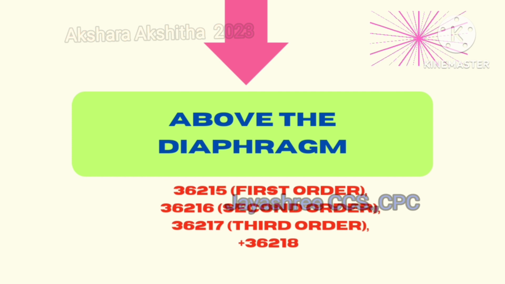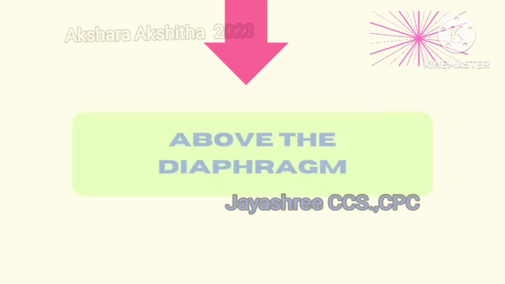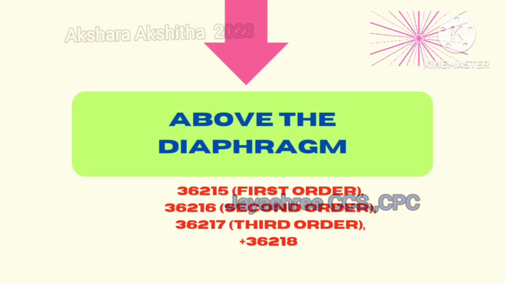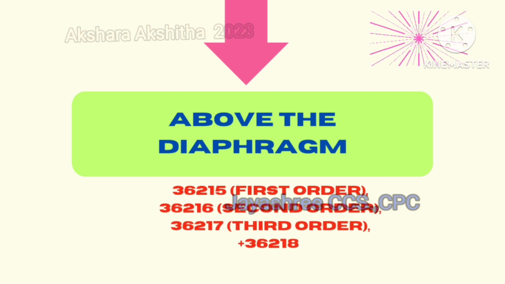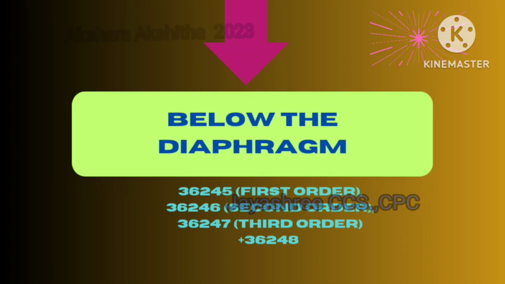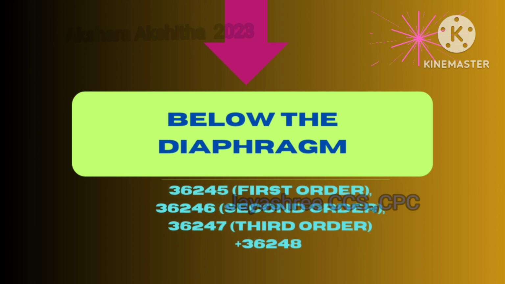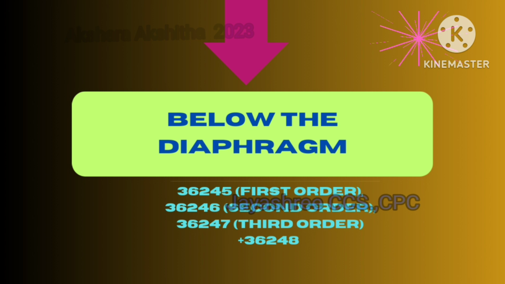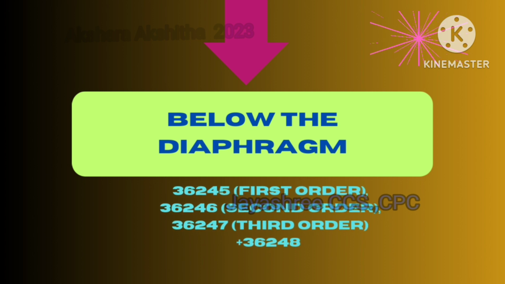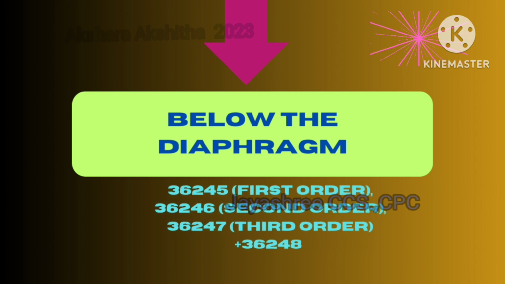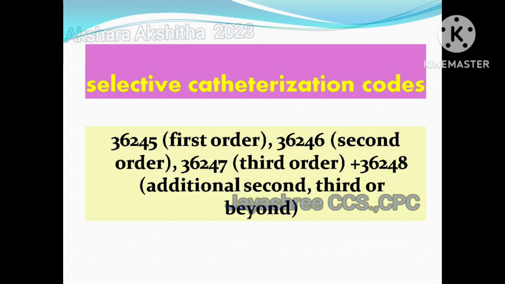First order, I told you, is if the catheter is placed in any of the first order vessels. Second order means advanced from the first order vessels into the second order vessels, not beyond that. Then third order means if the catheter is advanced into the third order vessels or beyond that. Okay, then let's see the coding guidelines.